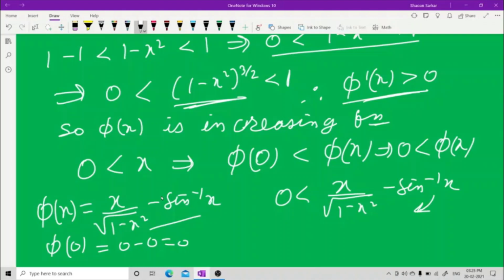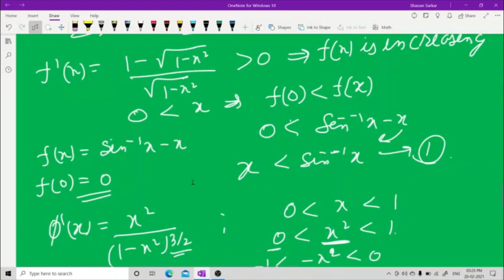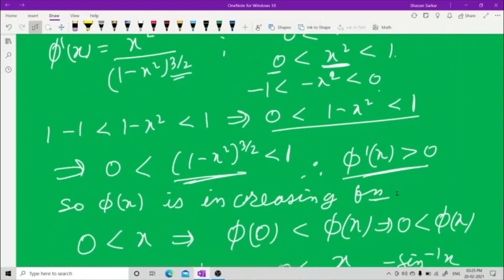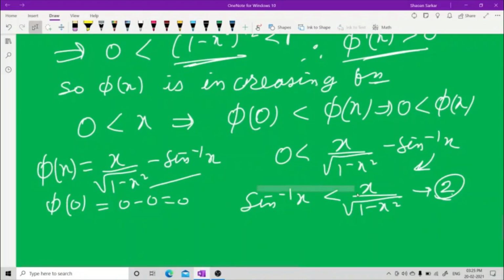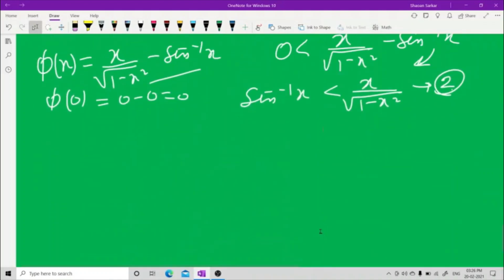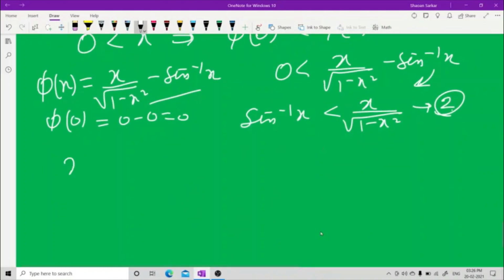Bring this to the other side. Sine inverse x is less than x under root 1 minus x square. This is equation number 2. And we have equation number 1 here. So from both of these, x is less than sine inverse x, and from here, sine inverse x is less than x under root 1 minus x square.